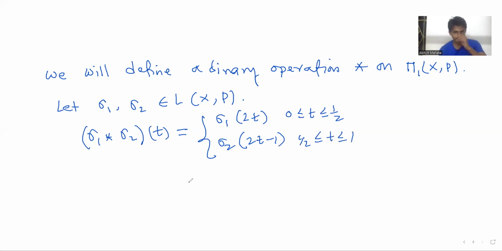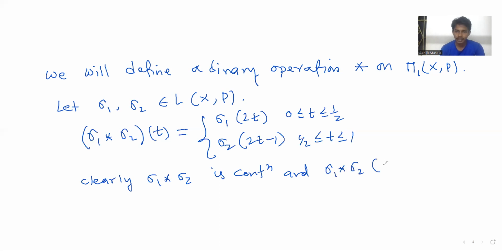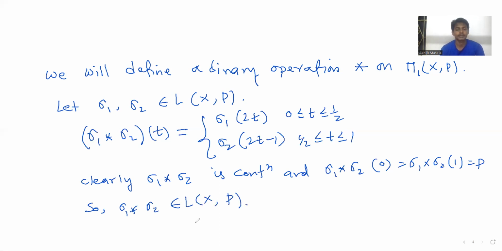So now this is clearly you can check that sigma 1 star sigma 2 is continuous by the gluing lemma, and you can check sigma 1 star sigma 2 at time 0 equals sigma 1 star sigma 2 at time 1, it is nothing but p. So what we are getting is that sigma 1 star sigma 2 is still a loop in x at the point p.